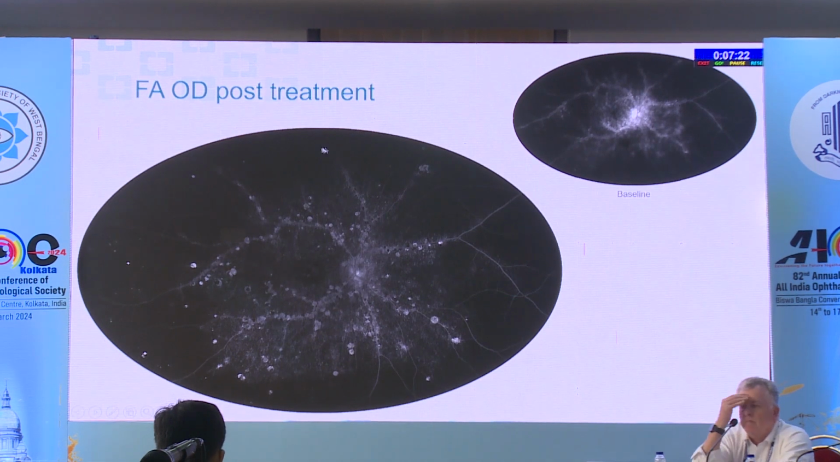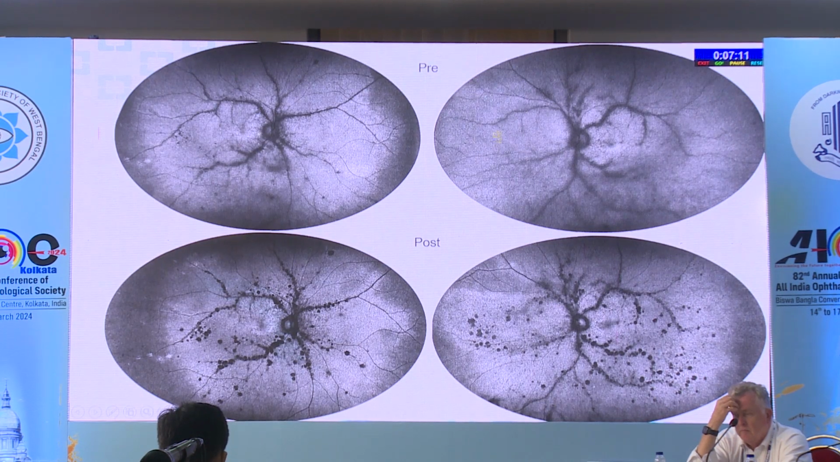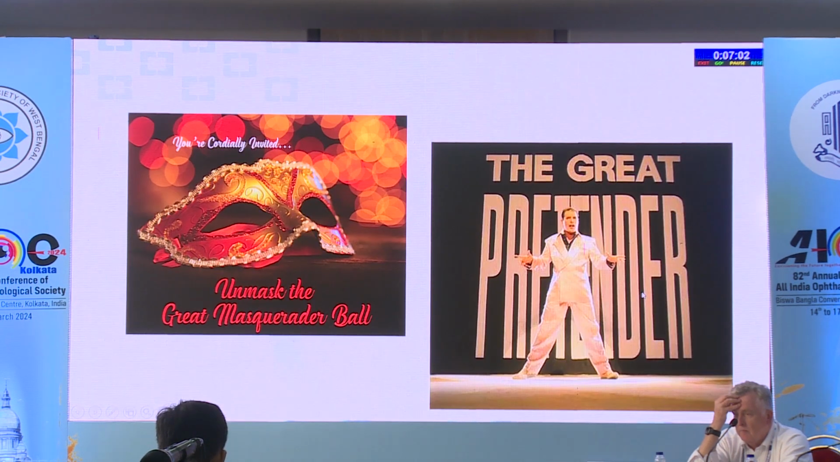So this is the FA post-treatment. You see the fuzziness is gone, and all the FA, the hyperfluorescence, it's more defined, and same thing for the other eye in FA. And you can see autofluorescence. Here was more fuzzy, now it's much better and clear, but these dots of hypo, they will never go away probably. So we're talking about the great pretender. I hope I showed you that syphilis can look like everything.